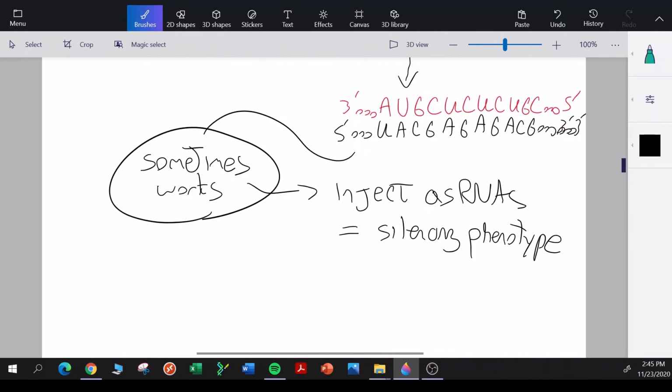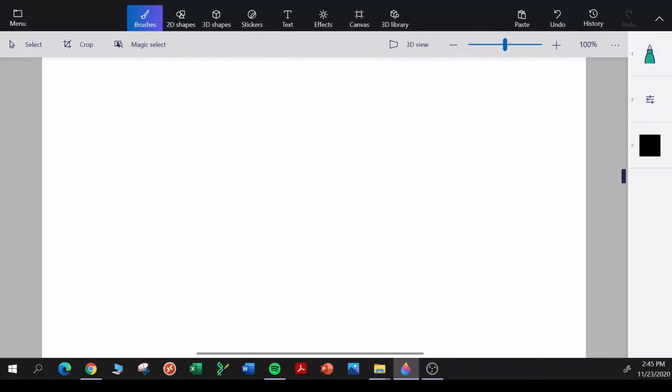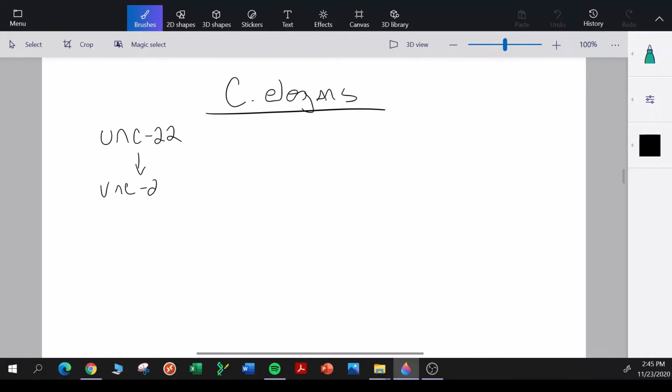Now I can give you an example. Let's look at a specific example. In C. elegans, which is a nematode, Caenorhabditis elegans, we can just call it C. elegans, there's a gene called UNC22, and it is transcribed to make the UNC22 messenger RNA, which is translated to make the UNC22 protein.